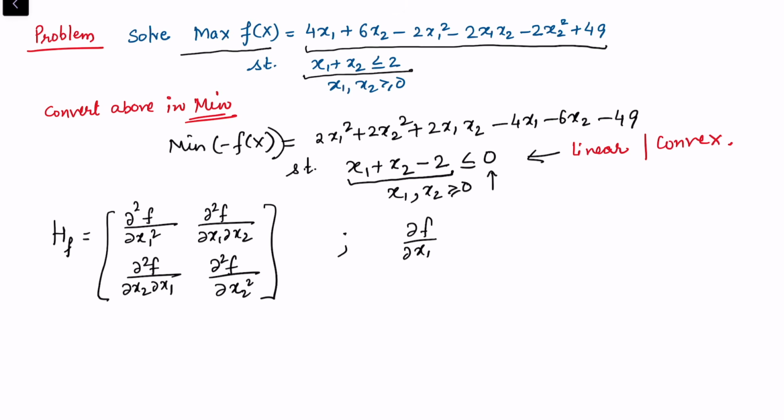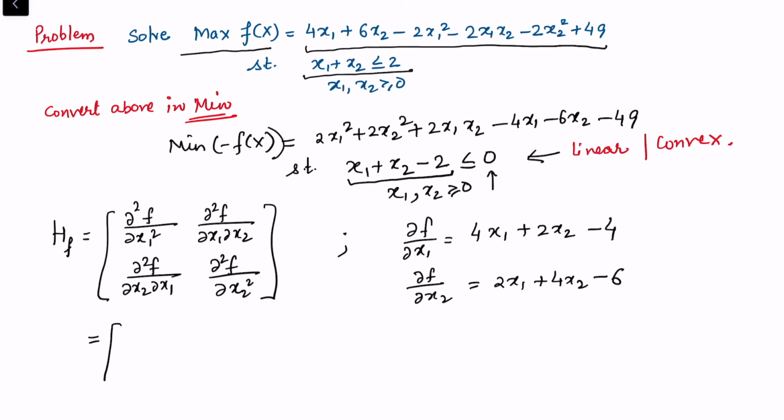∂f with respect to ∂x1. So when I take the partial derivative with respect to x1, we will get 4x1 plus 2 times x2 minus 4. And then when I take ∂f with respect to ∂x2, we will get 2 times x1 plus 4 times x2 minus 6.